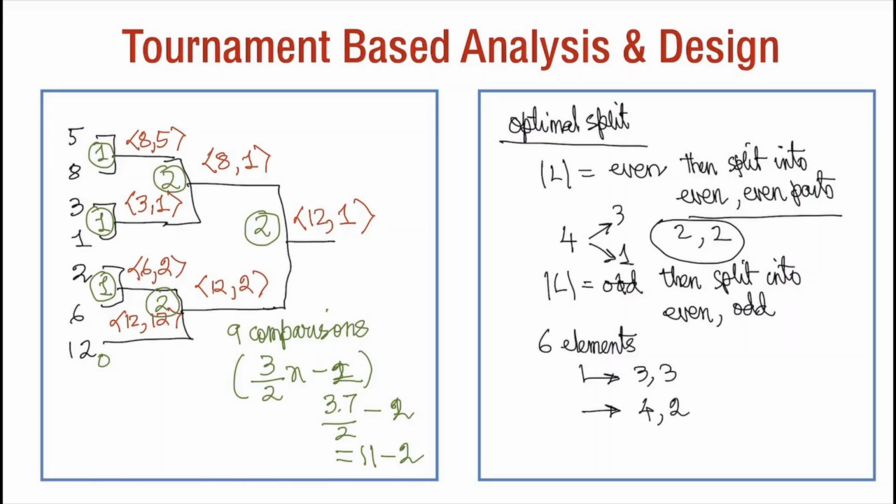If you had 26 elements, you could split it up as 13, 13, or you could split it up as 10, 16. So the more generalized split is, if it is even, split it into even parts. If it is odd, split it into odd and even parts. And you can prove that this will always yield you the optimal 3n by 2 minus 2, the integral part of it. This is how the integral part of it is written, and you will get the solution. And I leave it to you to prove that this is the most generalized split.